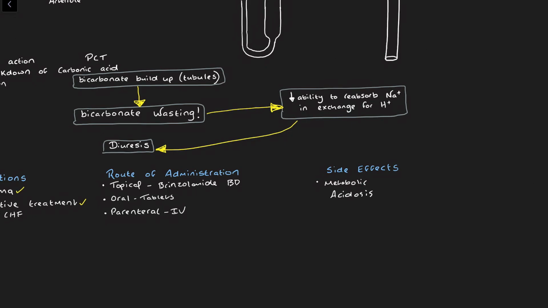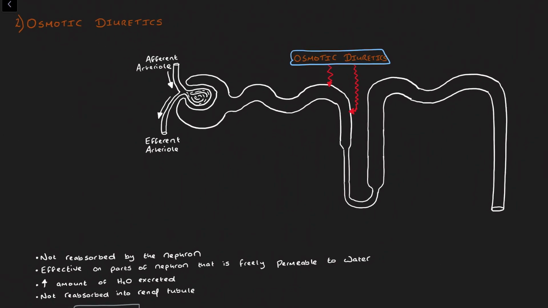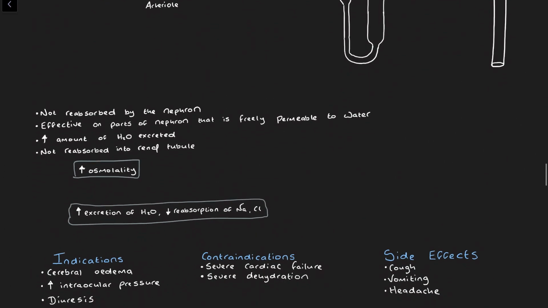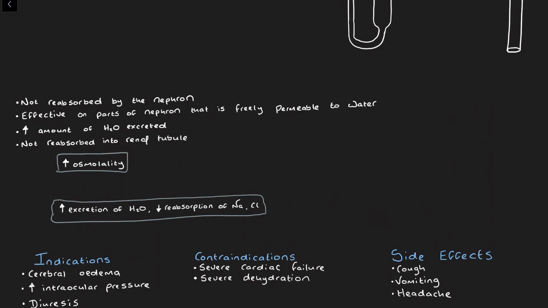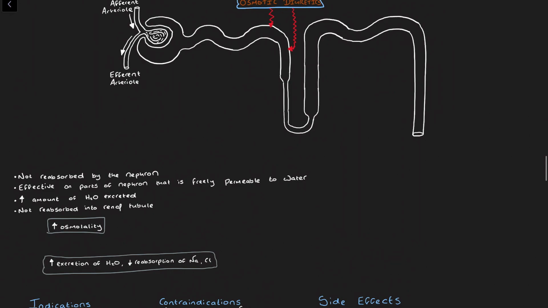The next classification of diuretics are osmotic diuretics. An example is mannitol. Mannitol is filtered in the glomerulus but not reabsorbed by the nephron itself. Within the nephron, its main effect is carried out on the parts that are freely permeable to water, for example the proximal convoluted tubule, the descending loop of Henle and the collecting tubule. The main effect is to increase the amount of water that's excreted.